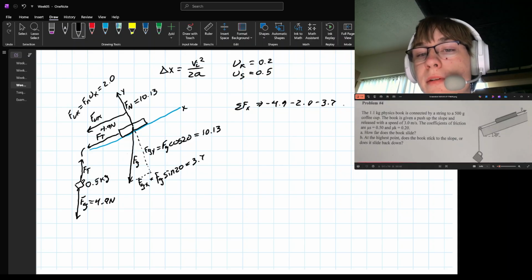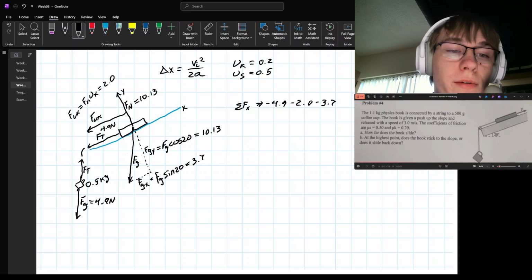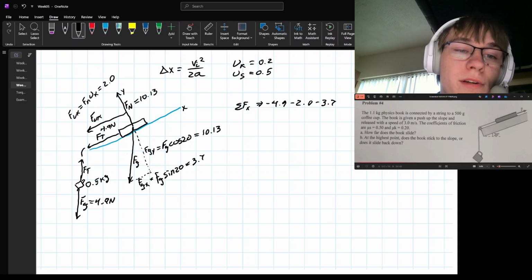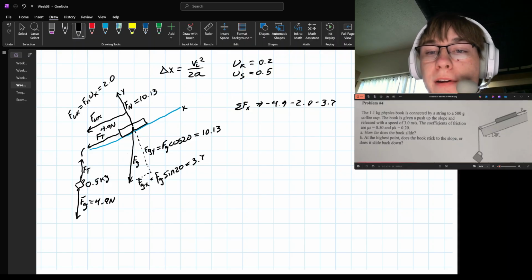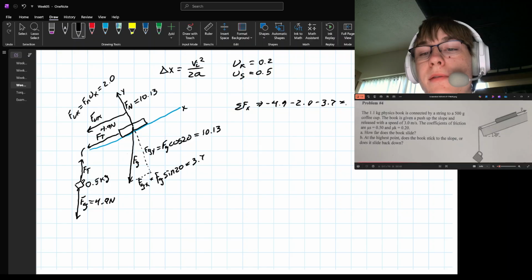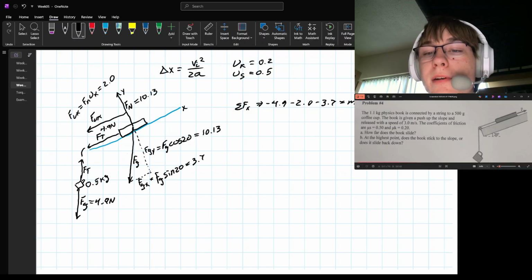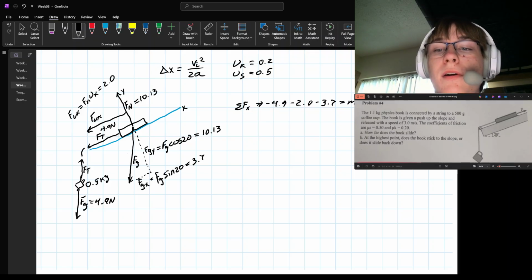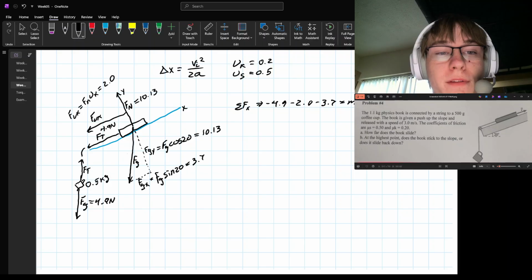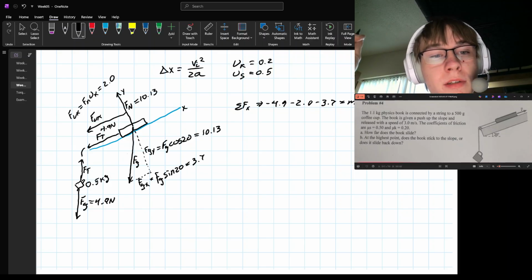And so those are all the three major forces, right? We got force tension, force kinetic, and we've also got our force gravity, and that's going to be equal to our mass times our acceleration. So mass of the system here, right? That's what we're going for.